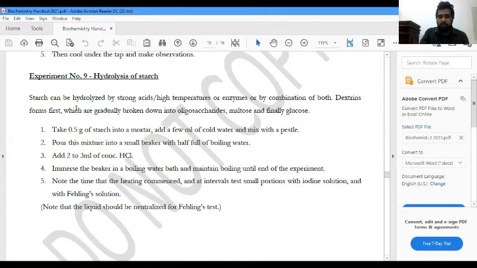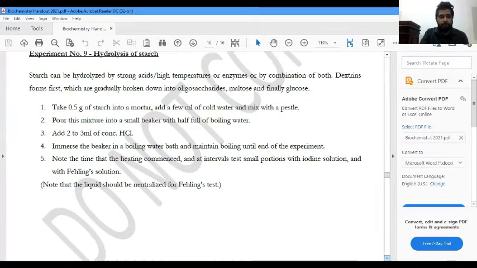Here we use acid hydrolysis, and we are going to use concentrated acid for that. Okay, immerse the beaker in a boiling water bath, and we provide high temperature and maintain boiling until the end of the experiment. Note the time the heating commences, and at intervals test small portions with iodine solution and with Fehling solution. Note that the liquid should be neutralized for the Fehling test.